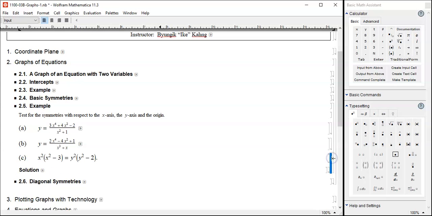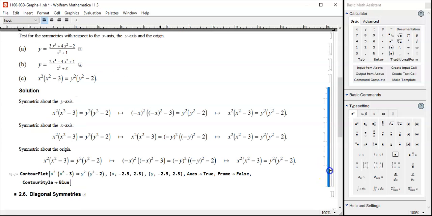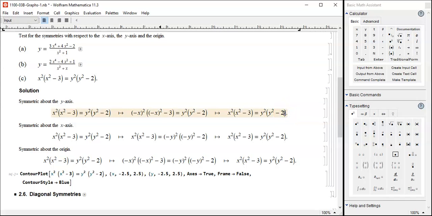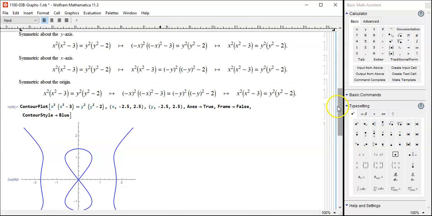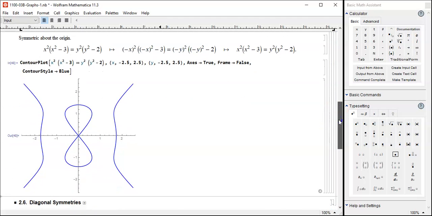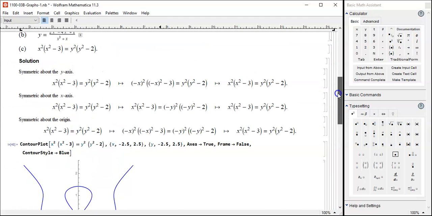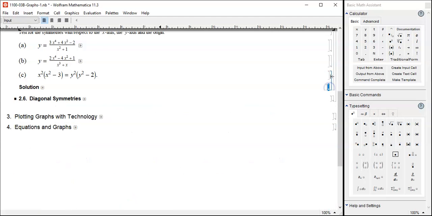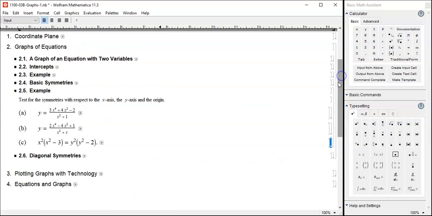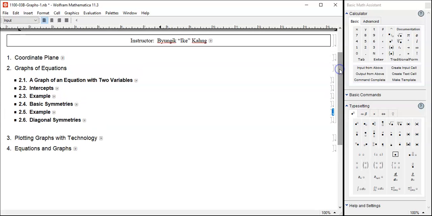And how about this one? Actually, we have all three symmetries. So replacing x by negative x, replacing y by negative y, replacing both x and y by negative x and negative y respectively, we have all three symmetries. Here's a picture. Okay, we went through some examples as well. There are some more examples in my MyMathLab homework.